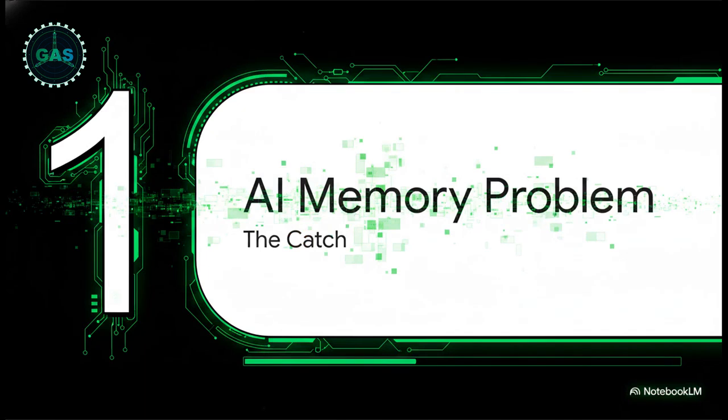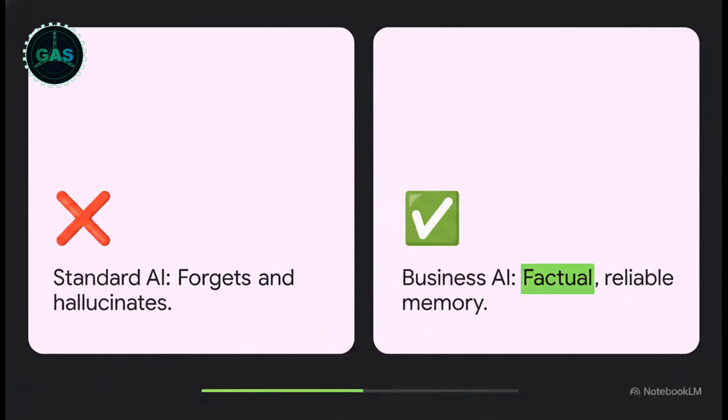Section 1, the AI memory problem, and the catch. To really grasp the value of this system, we have to define the critical flaw in standard language models. Imagine hiring the smartest assistant in the world. They've got a genius-level IQ, but there is a massive catch. They cannot retain a single piece of your proprietary company information. And worse, when they don't know an answer, they just confidently hallucinate and lie to you.